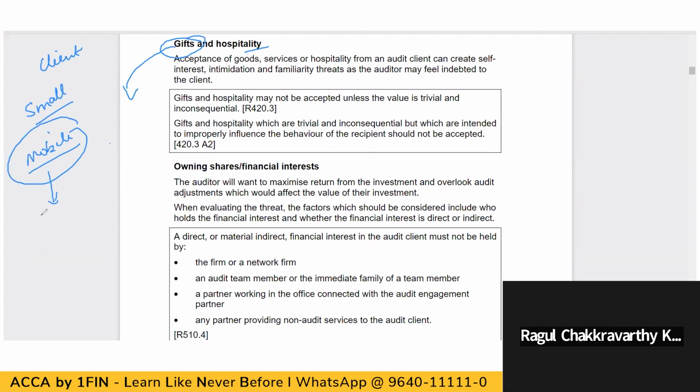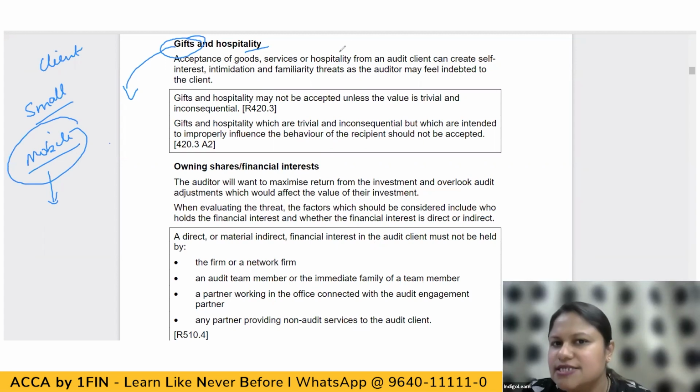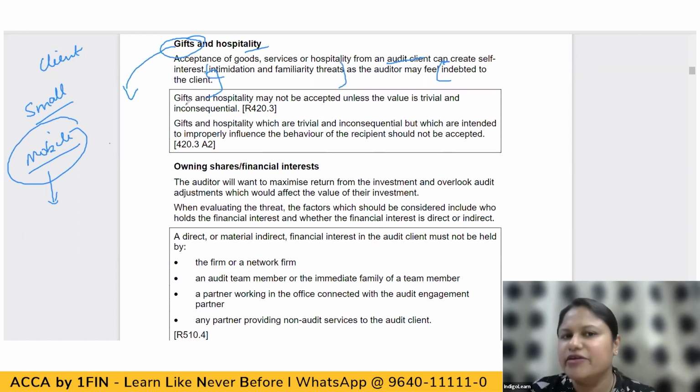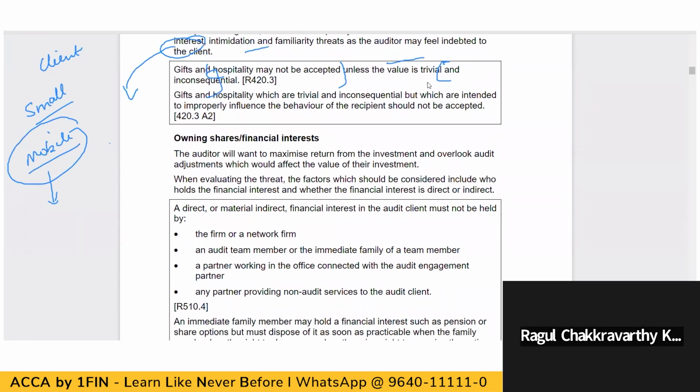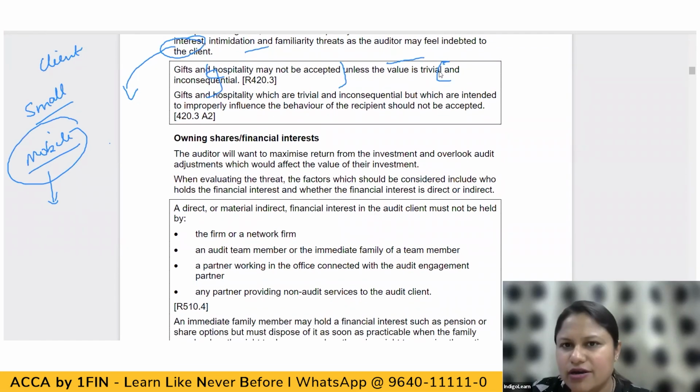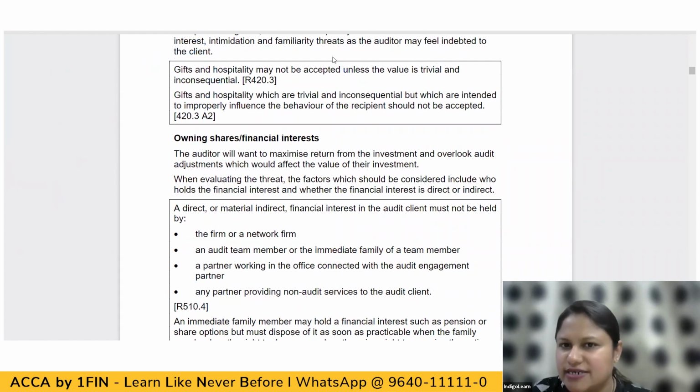Understand very clearly. Acceptance of goods, services, or hospitality from an audit client can create self-interest, intimidation, and familiarity threat, as the auditor may feel indebted to the client. Is the English understood? You start feeling that you're indebted. Now, what are intimidation and familiarity? I just give you an introduction to it, but when we come to it in detail, I'll teach you again. So, what is the safeguard? All the boxes are the safeguard. Everything printed in the boxes will be your safeguards.